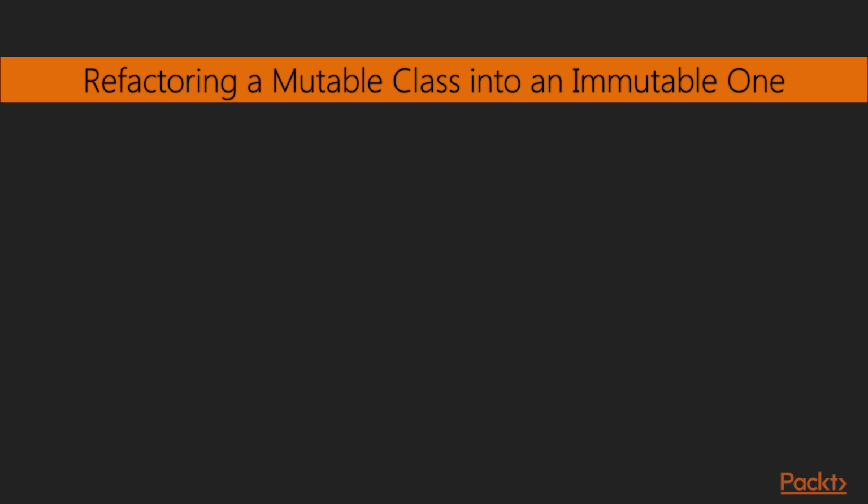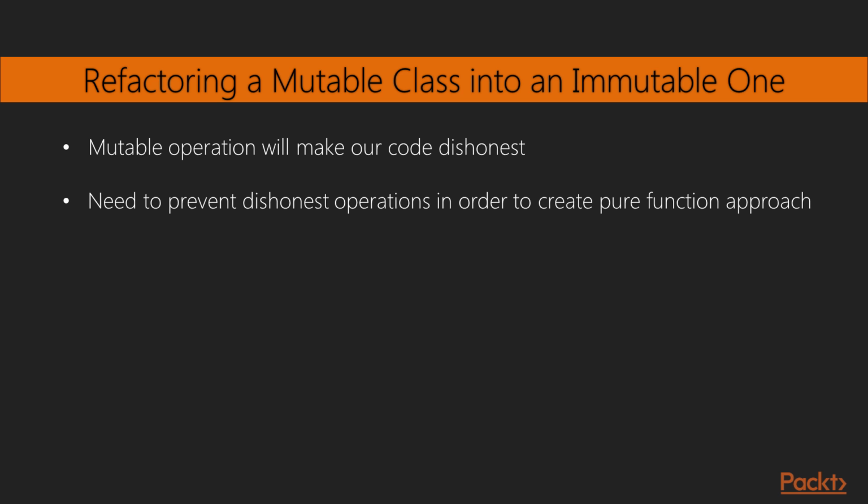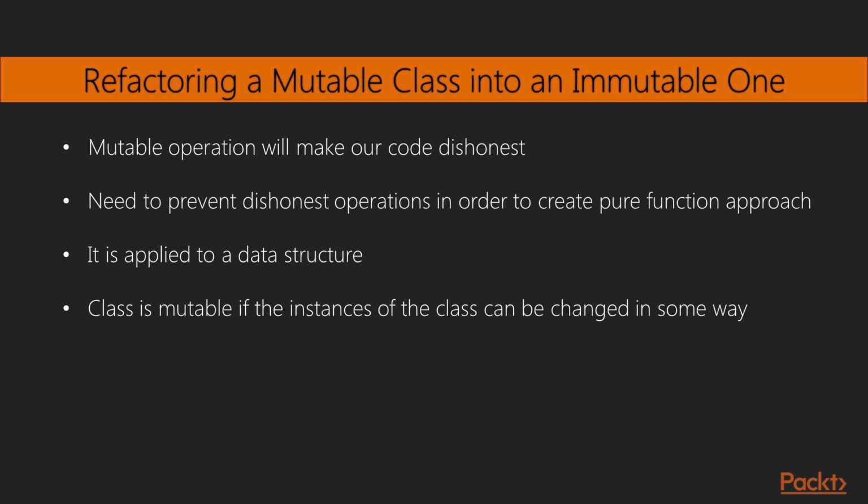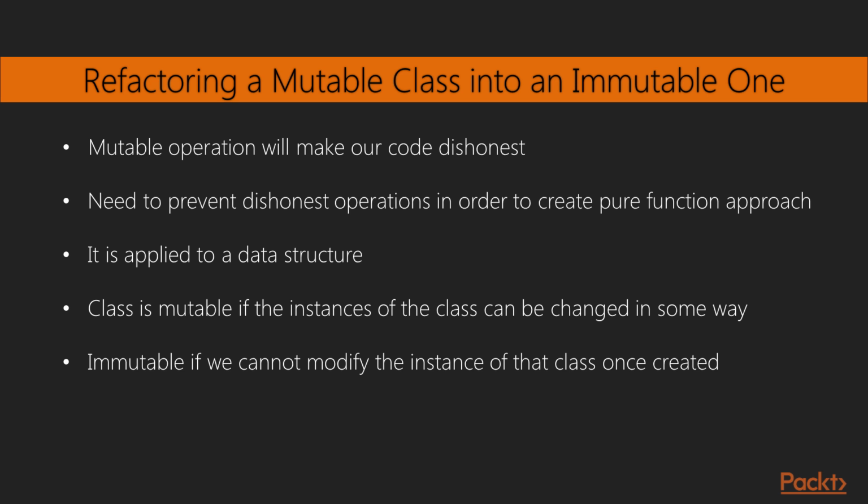Now we will see refactoring a mutable class into an immutable one. Immutability is very important to functional programming since a mutable operation will make our code dishonest. As we saw previously, we need to prevent dishonest operations in order to create our pure function approach. Immutability is applied to a data structure. For instance, a class means that the objects of this class cannot be changed during their lifetime. In other words, we can say that a class is mutable if the instances of the class can be changed in some way, while it is immutable if we cannot modify the instance of the class once we create it.